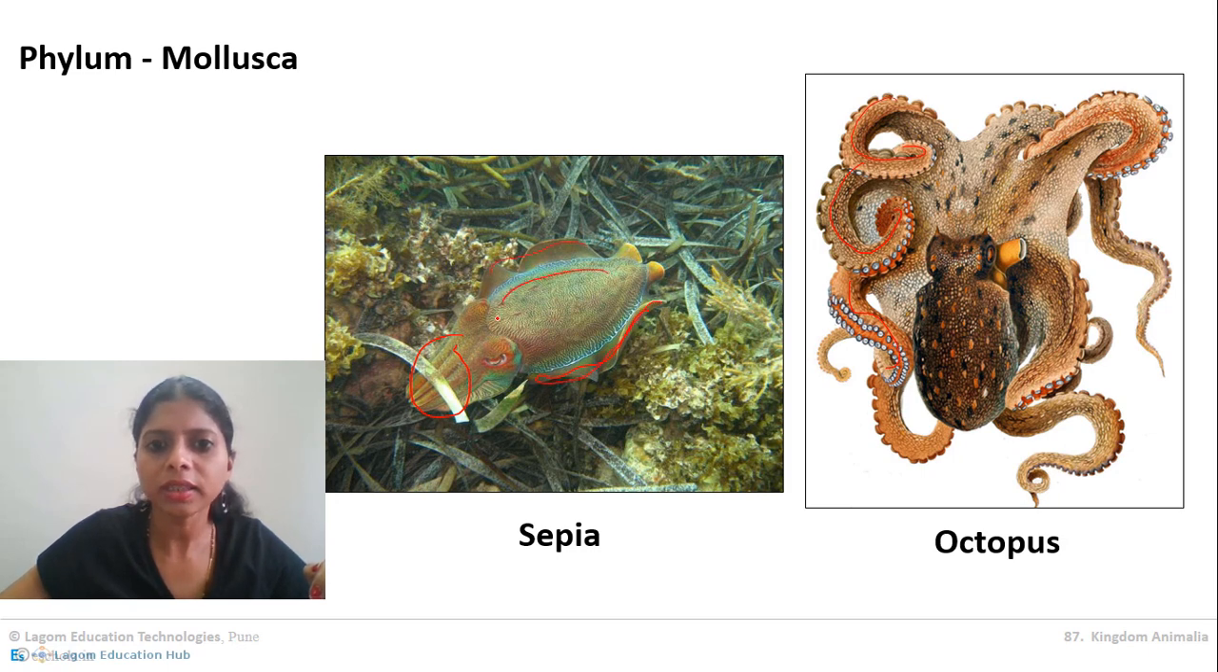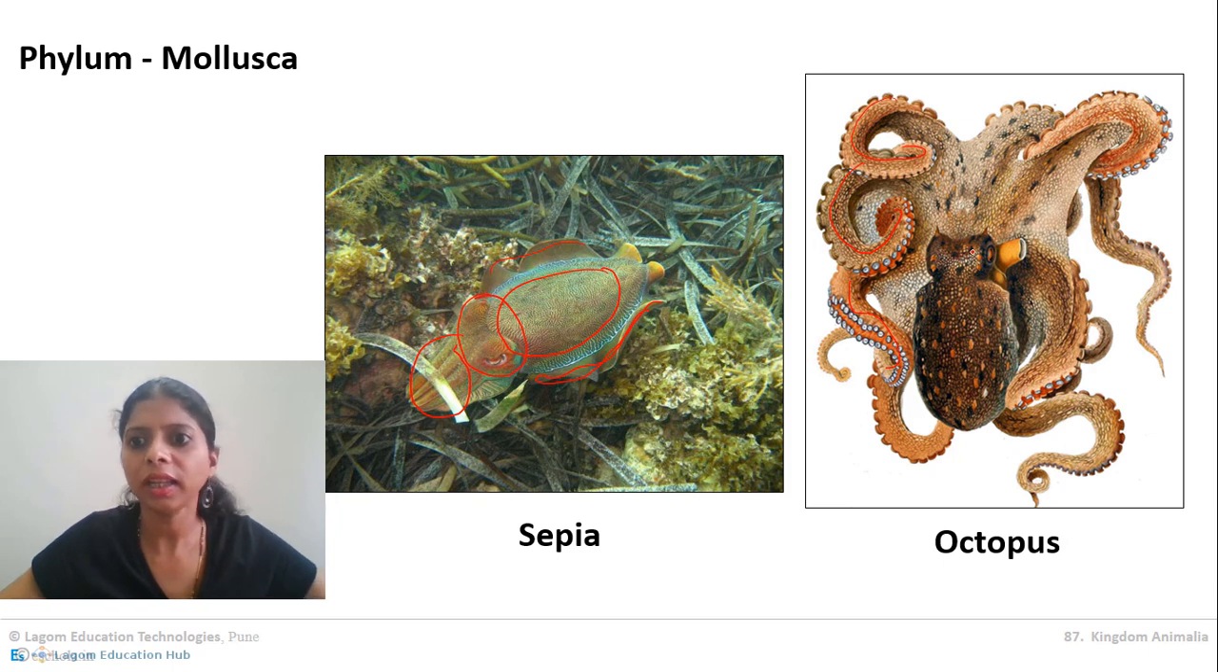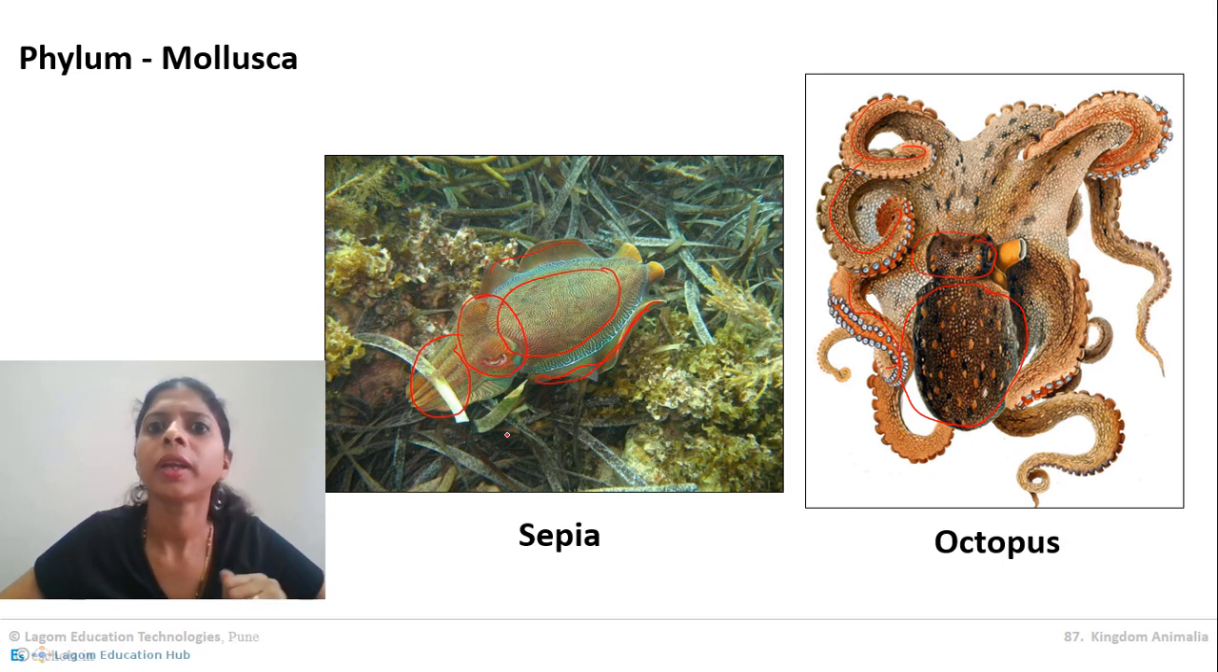And this is its visceral mass. It is located on the ventral side, and here it is the head region of octopus. Here is its visceral mass, and the foot is modified into tentacles. Clear about it? Now let us consider some more things about its body parts. The foot is modified for locomotion as well as tentacles, the head region has sense organs, and the visceral mass has the digestive system, circulatory system, everything located in it.